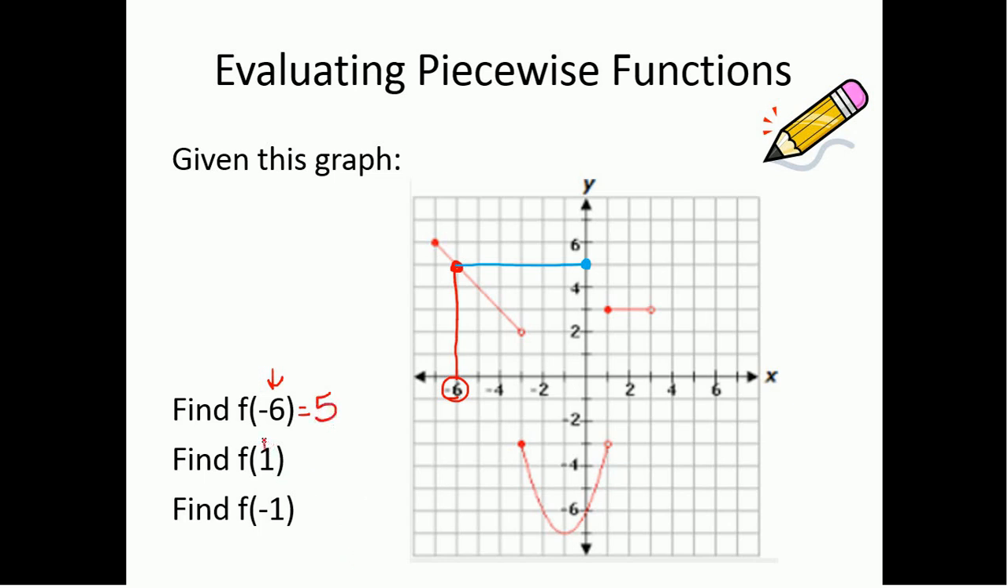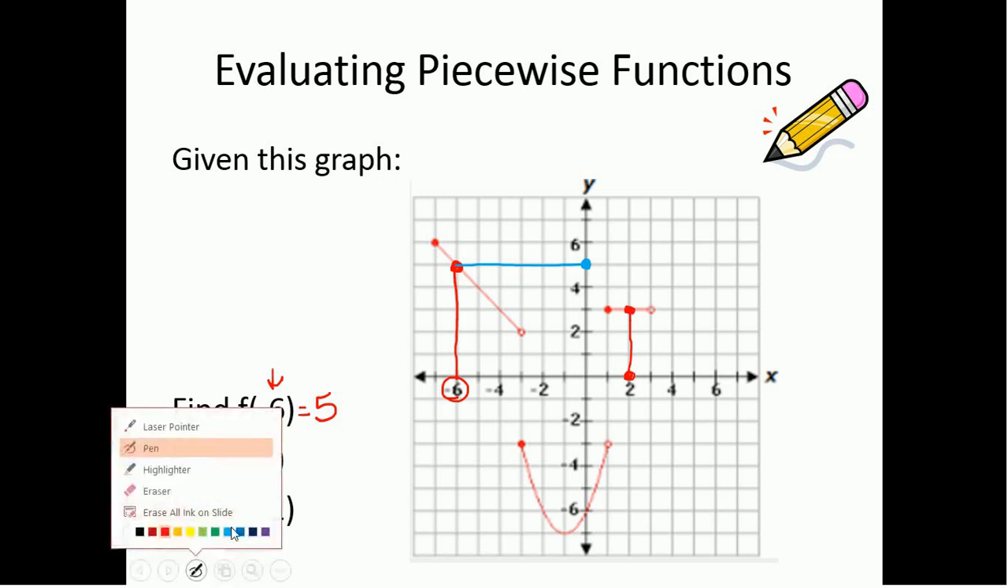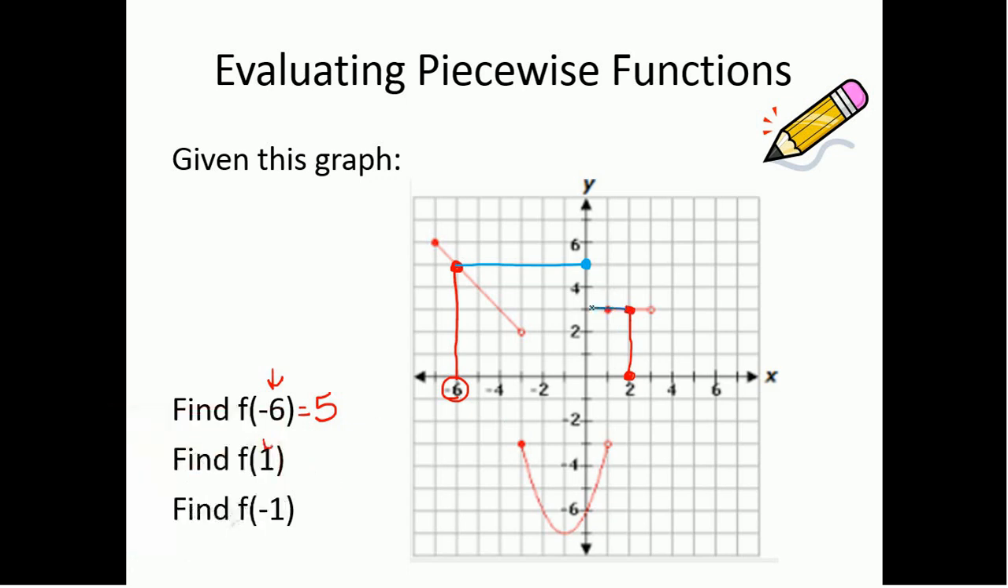Let's check 1 out. So I'm going to find 1 on my axes. So right here, we're going to go up until we hit our function. Boom. Now let's go over to the y-axis to see what our answer is. 3. So my answer must be 3. Let's try -1.